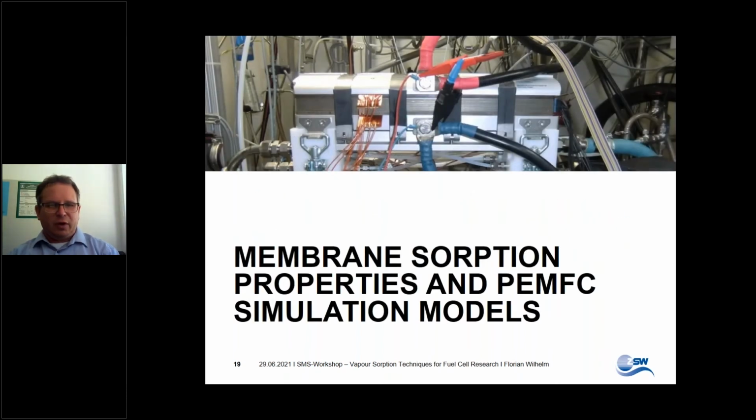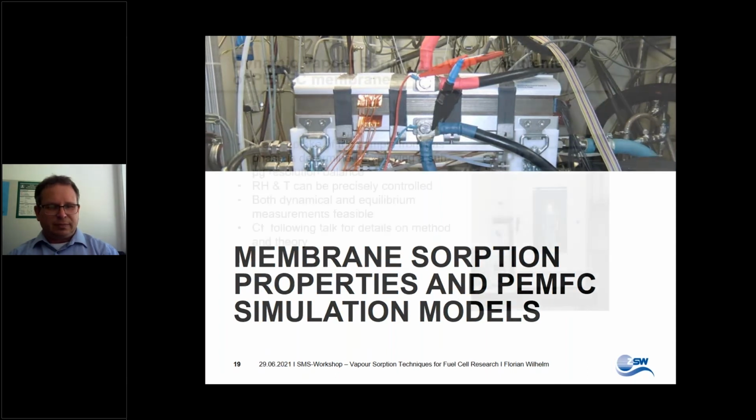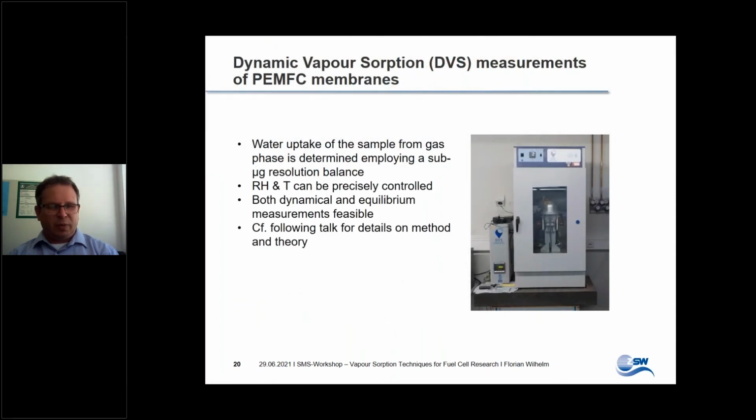Okay, now we're coming to the second component I wanted to focus on today, that is the membrane. And here especially the sorption properties and their relation to PEMFC models. For this, we're employing a Dynamic Vapour Sorption instrument as presented by Thomas before. Now, in short, what can it do?